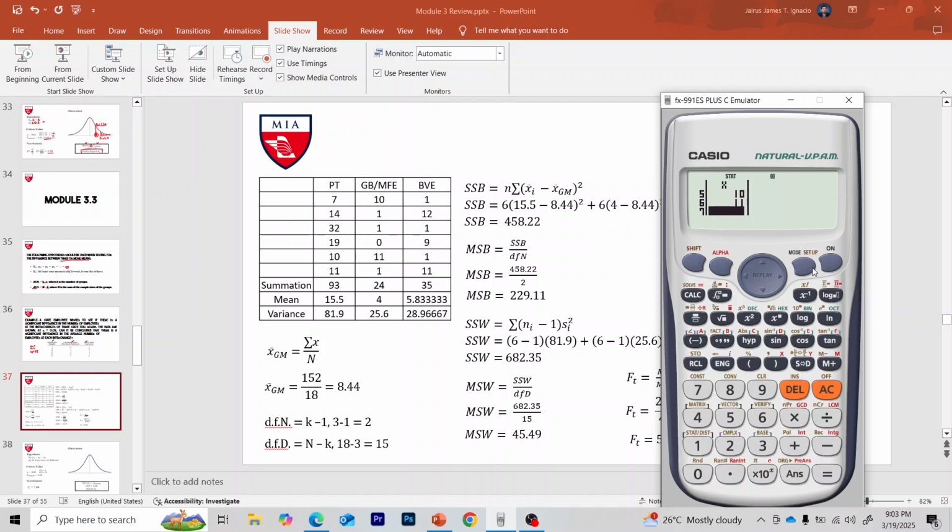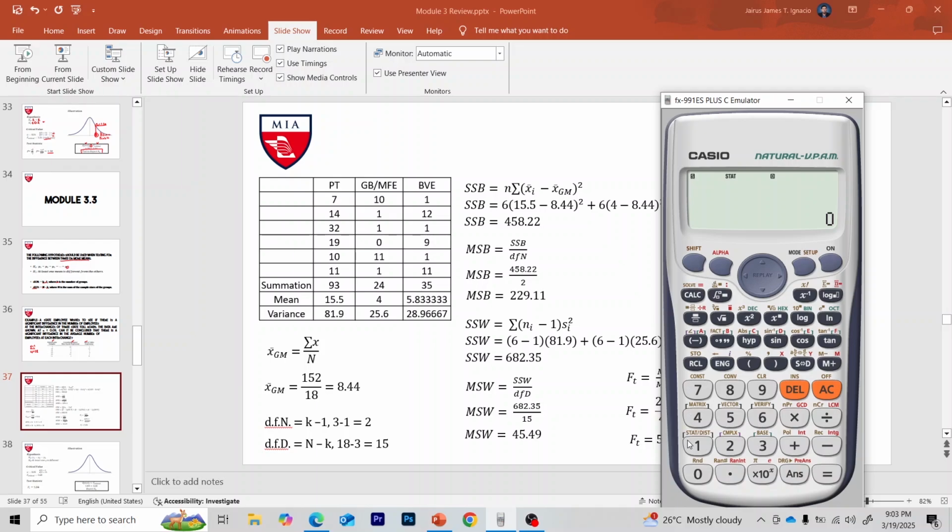Okay, so let's first find the mean. Click AC, go shift number 1, go to var number 4, and click number 2 for the mean. So the mean is equal to 15.5. Next, we need to find the variance. In order to find the variance, we will determine the standard deviation and we just square it.